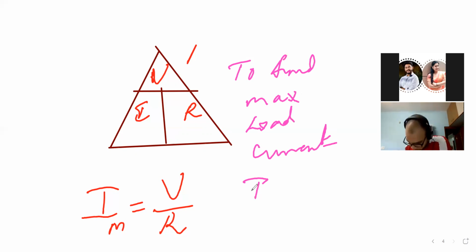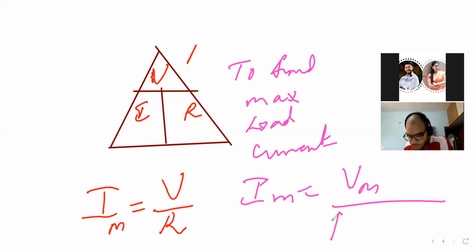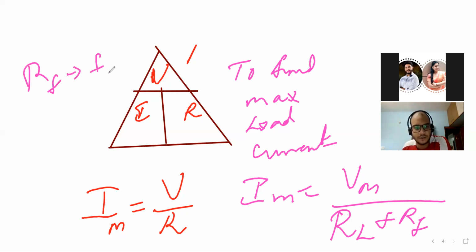Correct. So here I'll just write Vm, that Vm sin omega t. Then the load resistor RL. Then if I want, I can put one more resistance called RF, that is nothing but the forward resistance of the diode. Then if I want, I can put one more resistor RS, the series resistance.